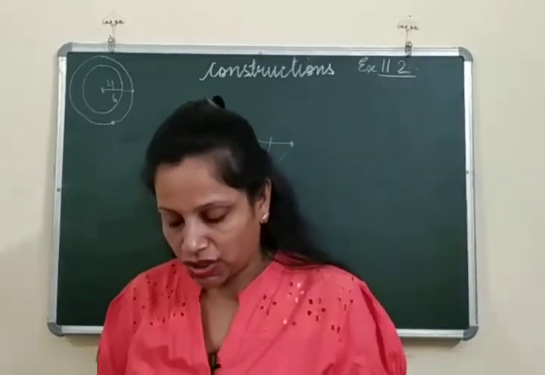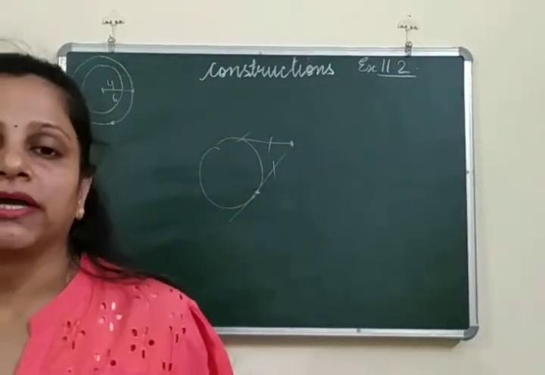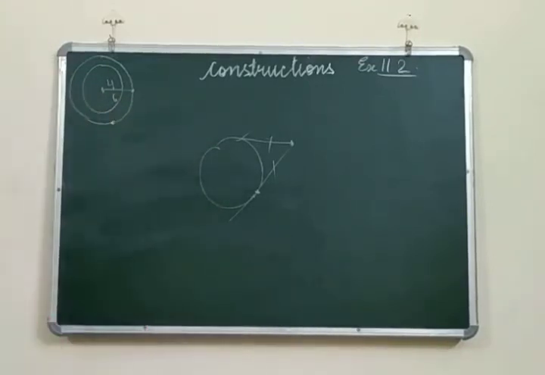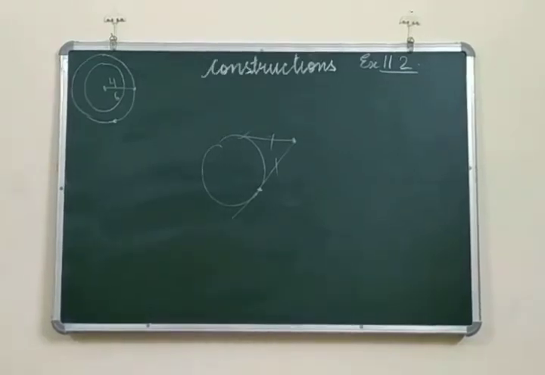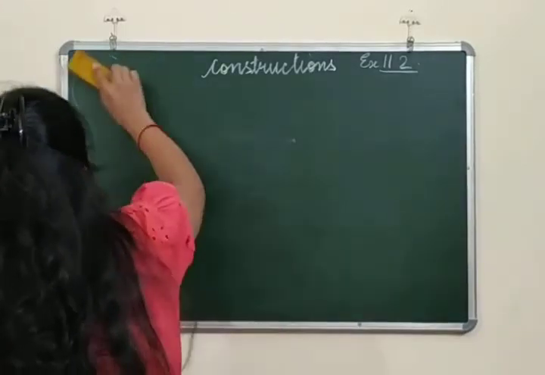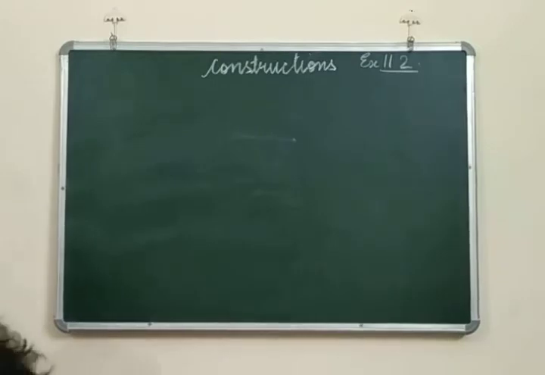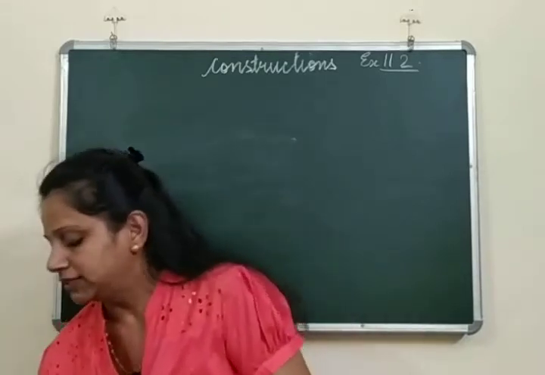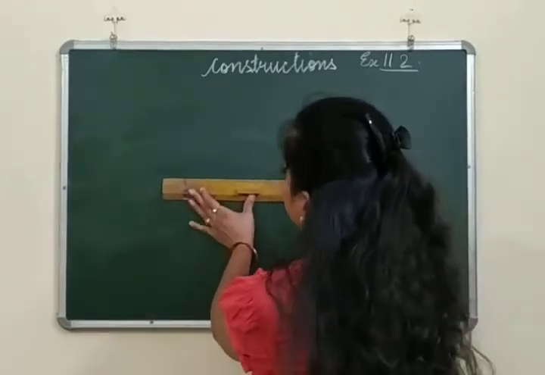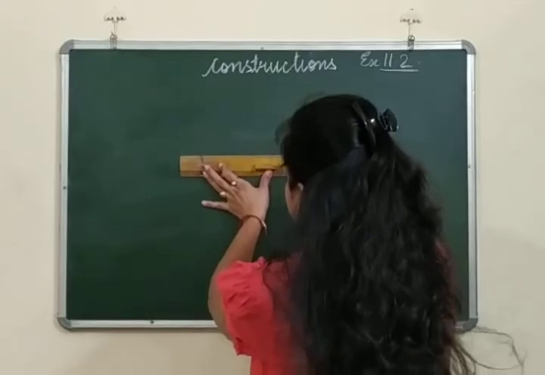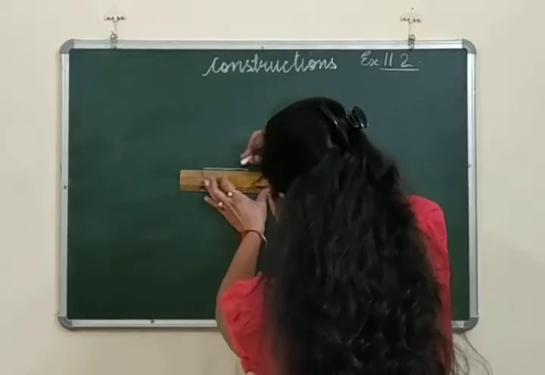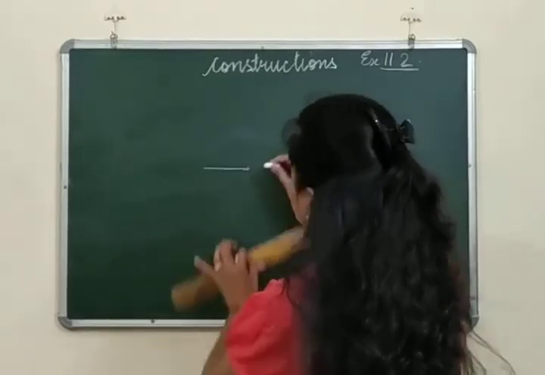So here we start with the construction where first of all we will be drawing two circles, one with radius 4 and another with radius 6. Okay, so here we start with the construction. First of all, we will be taking the compass and the scale. We require the compass and the scale. We have to draw the circle with radius 4 and another circle with radius 6.